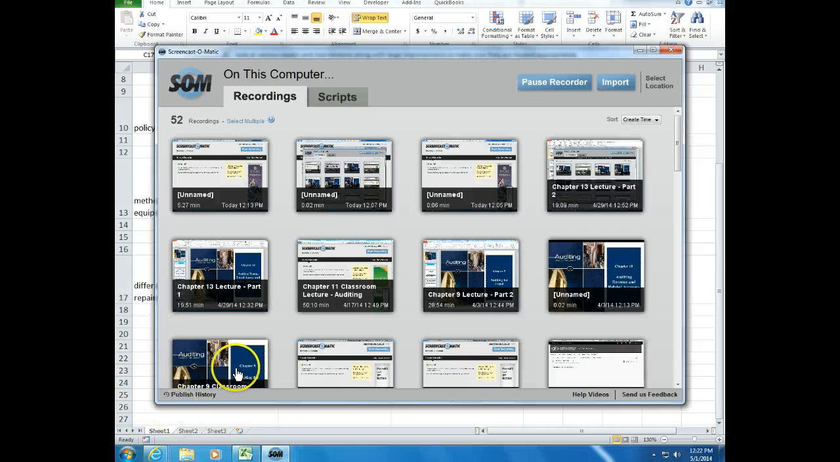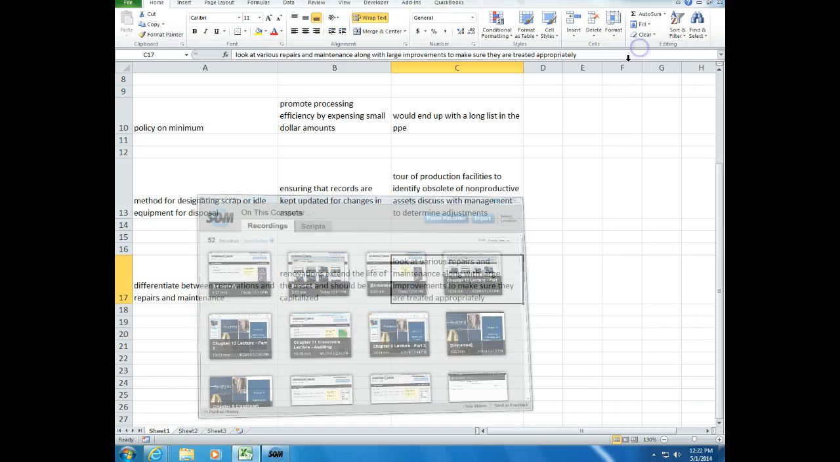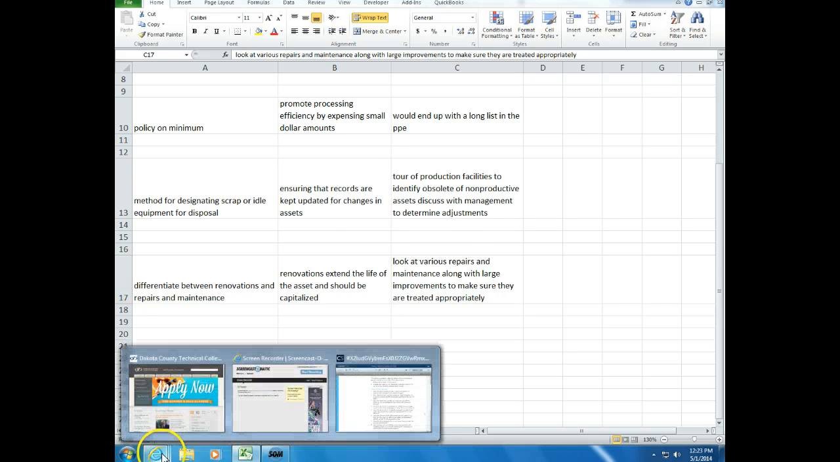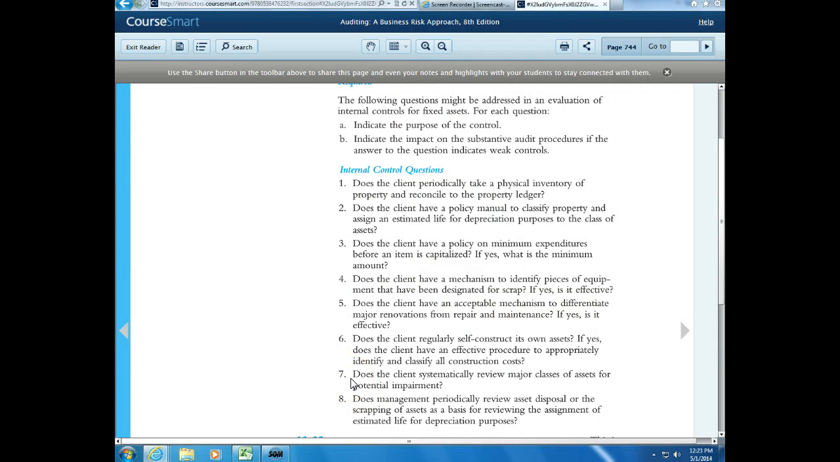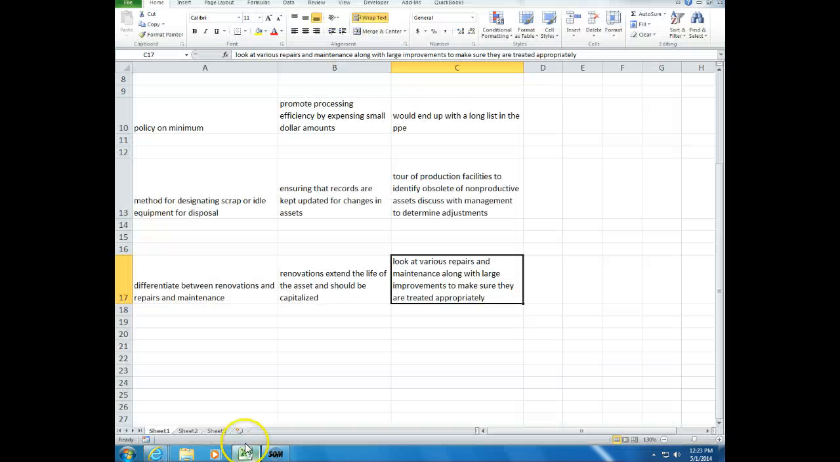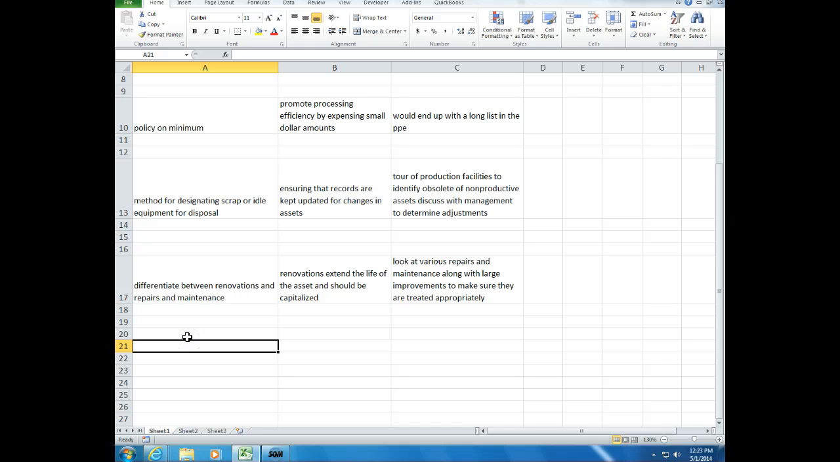Okay, so as we move on here to number 6, let's look at number 6 here, Aaron. Does the client regularly self-construct its own assets? If yes, does the client have an effective procedure to appropriately identify and classify all construction costs? So that's a good one. If they're not going out and purchasing the asset, but they're building it themselves, how are they accounting for all the necessary costs to capitalize?